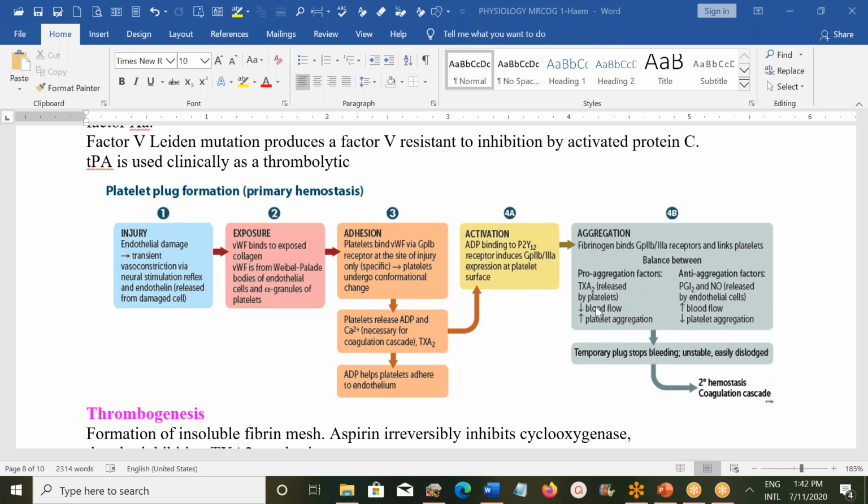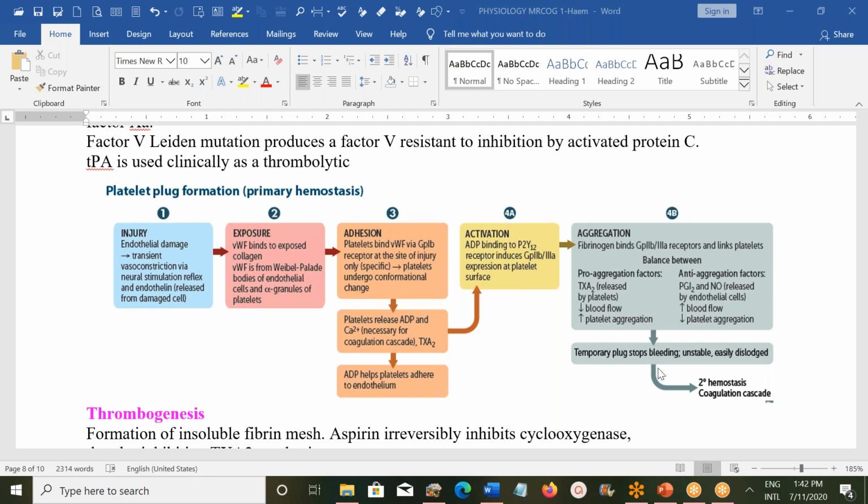Thromboxane is released by the platelets. It will cause vasoconstriction, as we have read, and then it will cause an increase in platelet aggregation. So they are going to promote aggregation. On the other hand, anti-aggregation factors like prostacyclin and nitric oxide are vasodilators. Okay? They are also released by the endothelial cells. These are vasodilators, so the blood flow is going to increase, and when blood flow is increasing, the platelets will be washed away from there. So it will lead to decreased adhesion or aggregation of the platelets.